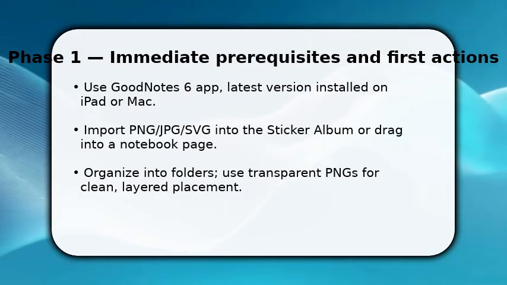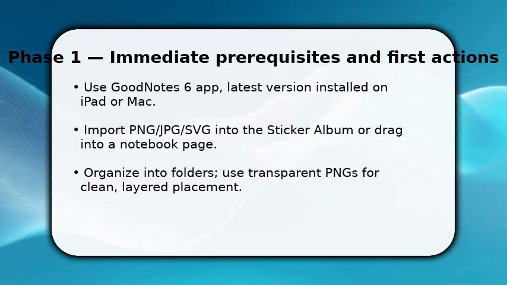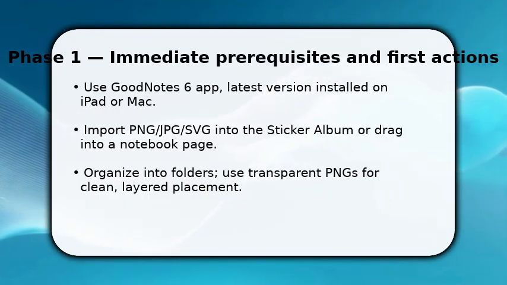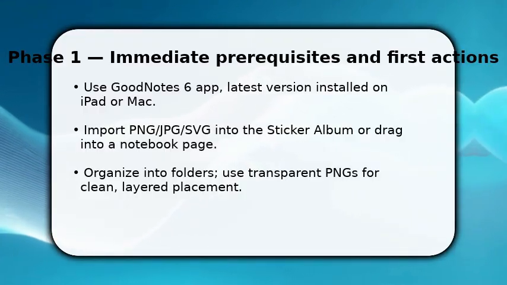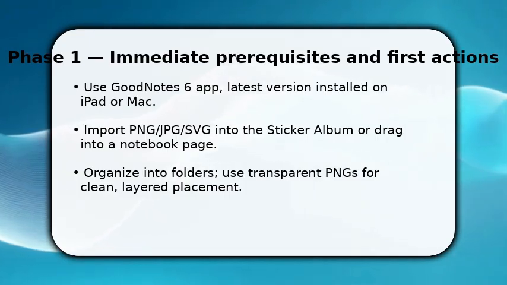You start by gathering the sticker files you'll use. PNGs with transparency work best. Tap the plus import button, then choose images or files to bring assets into Goodnotes 6. Once imported, move items into a sticker album or a dedicated folder so you can access them quickly.